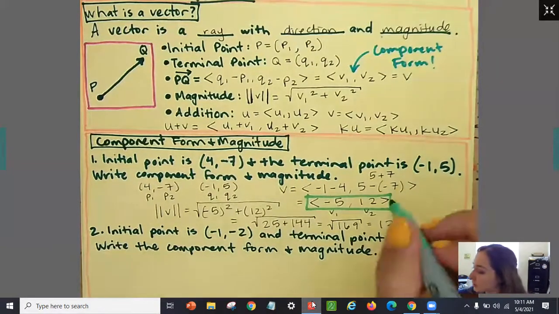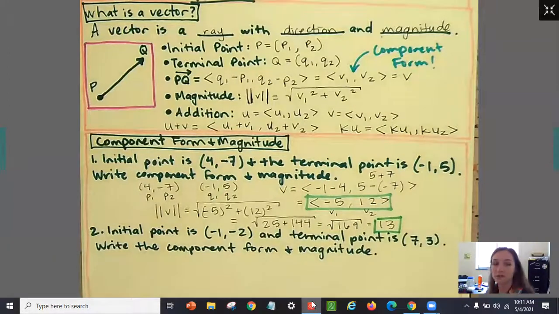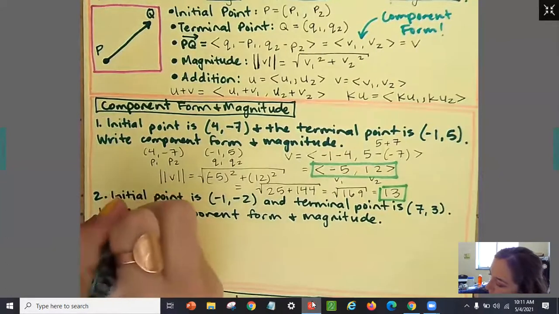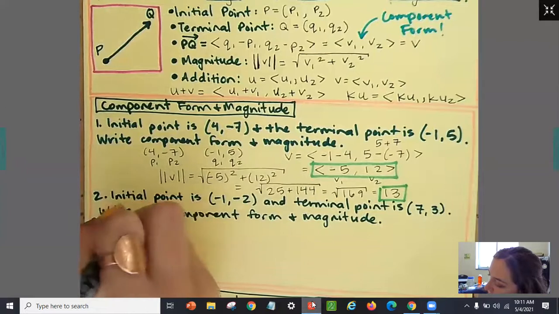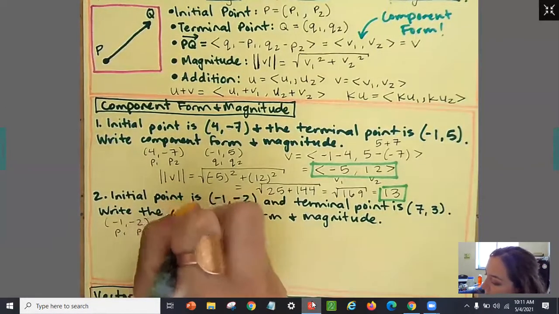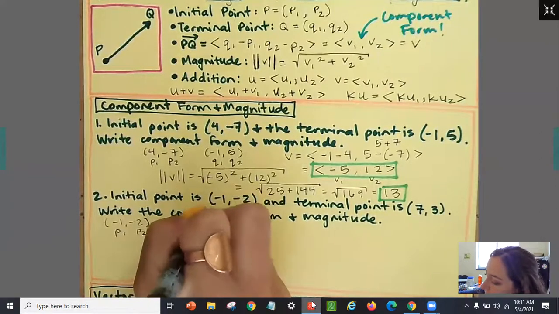All right, let's try out another problem. First, let's write it in the component form, and before we do that, I do want to go ahead and label the points that we have. So initial point is -1, -2. That's P1, P2. And then we have our terminal point, which is 7, 3. So this is going to be Q1, Q2.